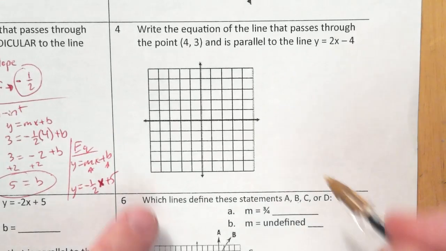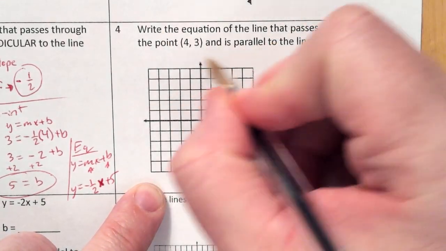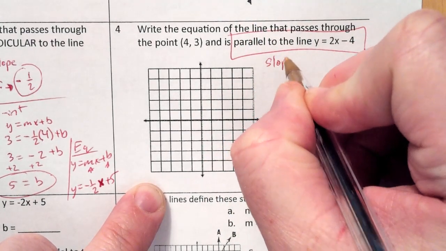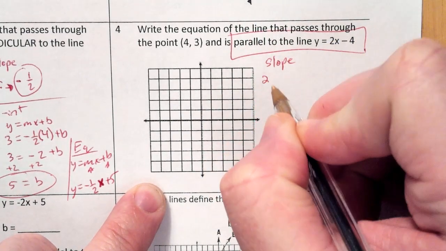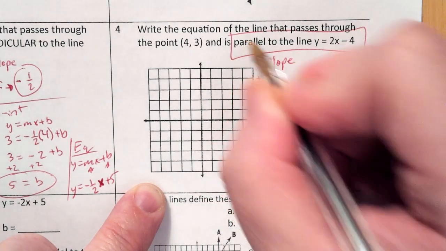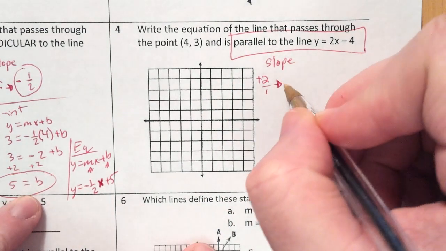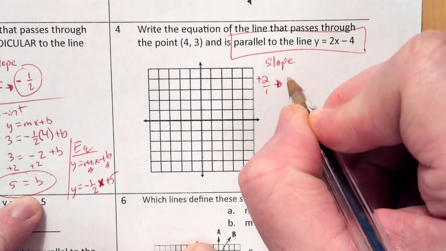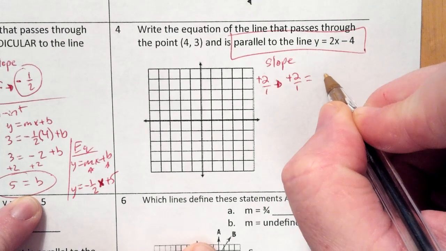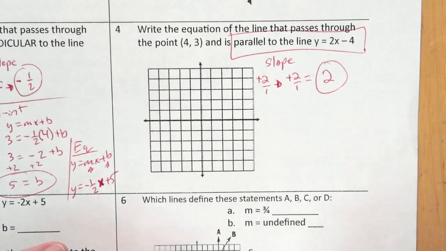Number 4. In this case, we have parallel to this. So step number 1 is write down the slope. Our slope right now is 2. That is a positive 2 over 1. All right, so what is your parallel slope? Parallel slope means you have the same slope. So that right there would be just a positive 2 over 1 still. So our slope is just 2. That's the best way to write that answer.